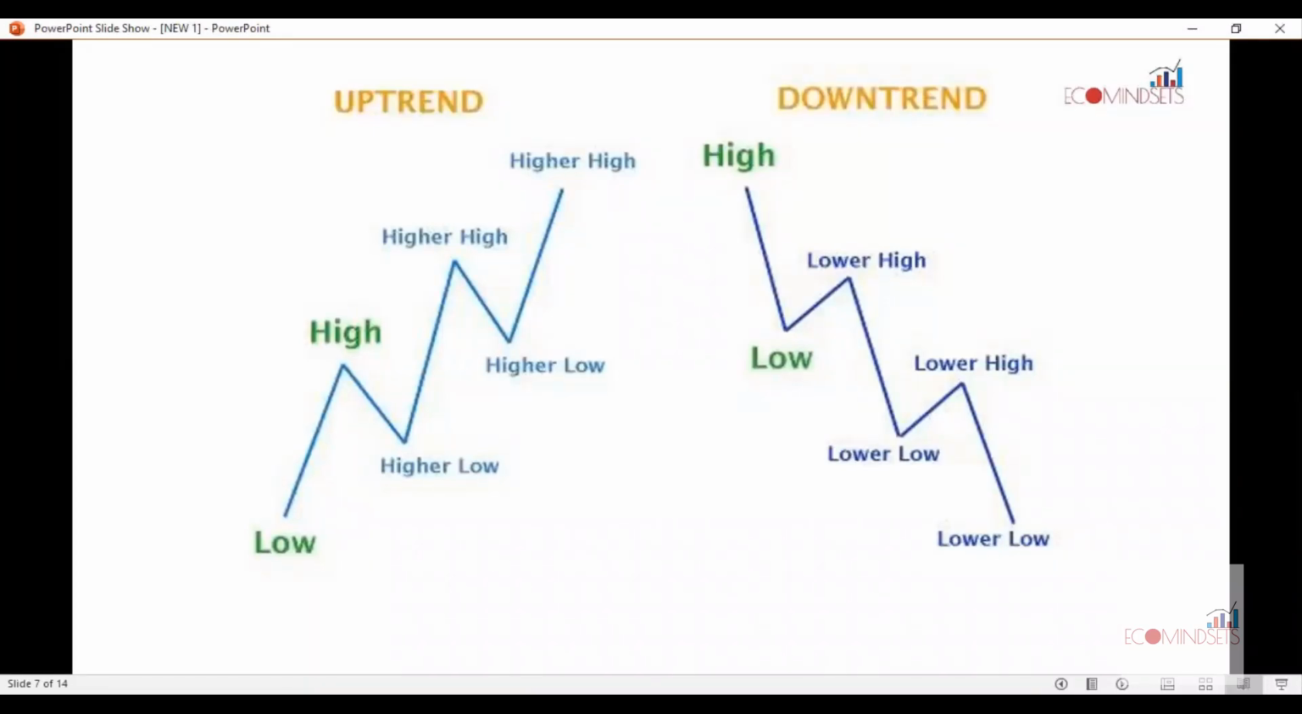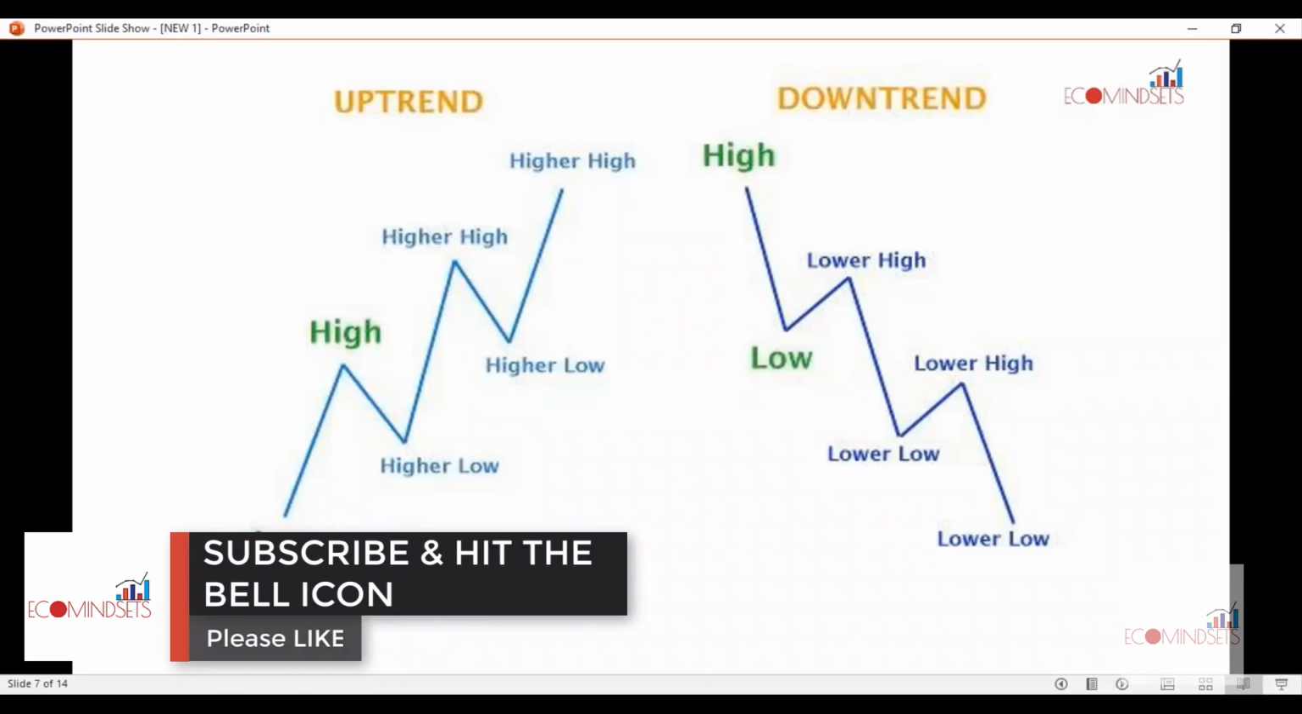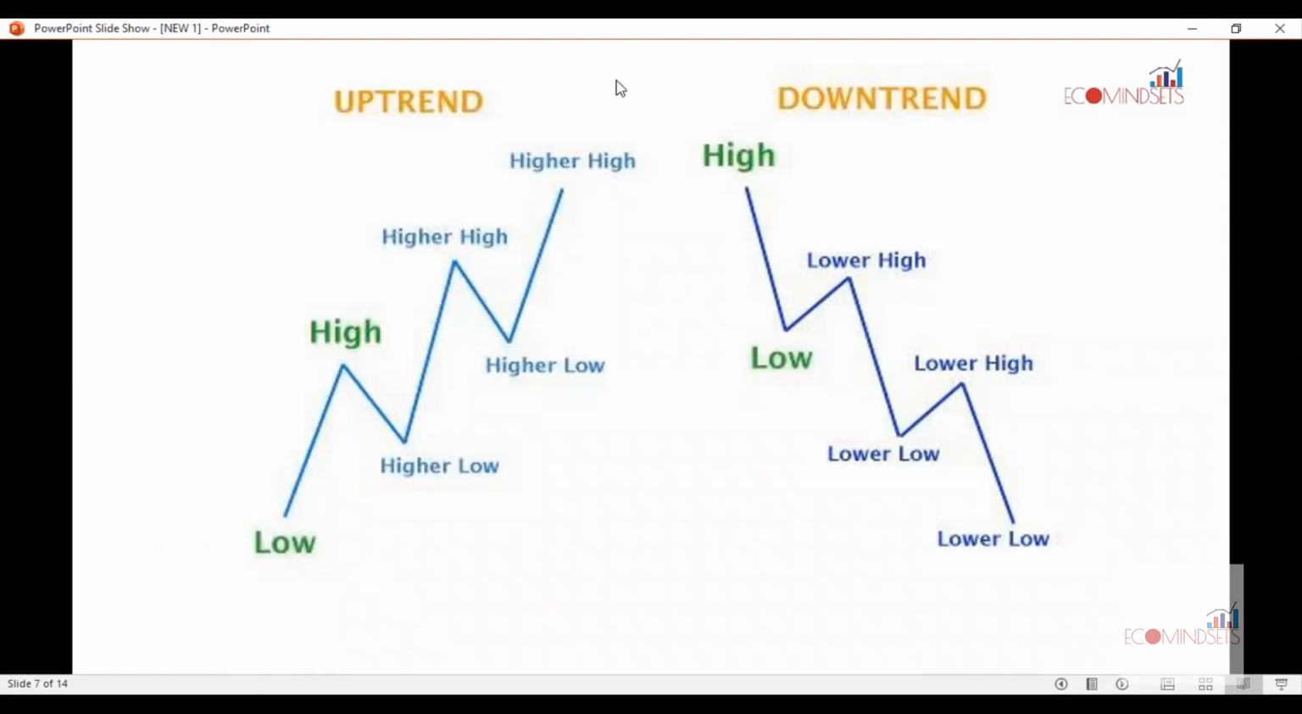And the same applies to a downtrend. In a downtrend, we have lower highs and lower lows. That means the high that is being formed is a high, but it is lower than the previous high. And a low is being formed which is lower than the previous low. So that is what we are referring to. Once we begin to see that, then we are looking at what we call a downtrend. And once we are seeing higher highs and higher lows, we are looking at what we call an uptrend.